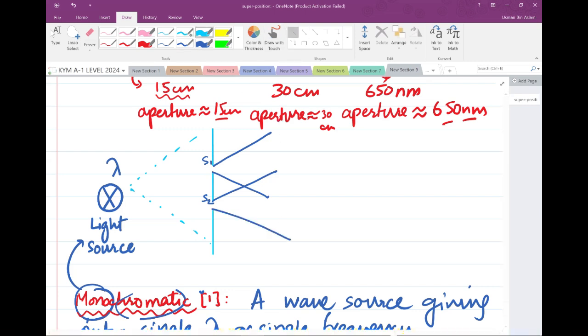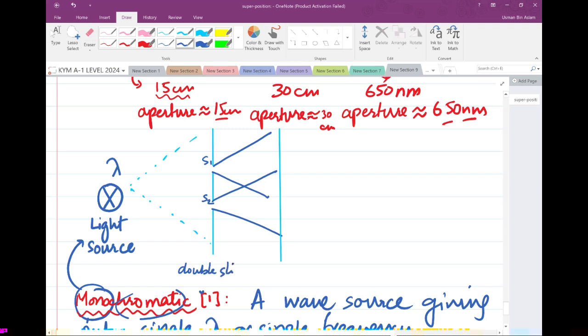And now I'm going to place a screen in front of it here. You need to listen to me very carefully. The sources S1 and S2 are not actually sources. They are just holes in the cardboard, hence the name double slit.